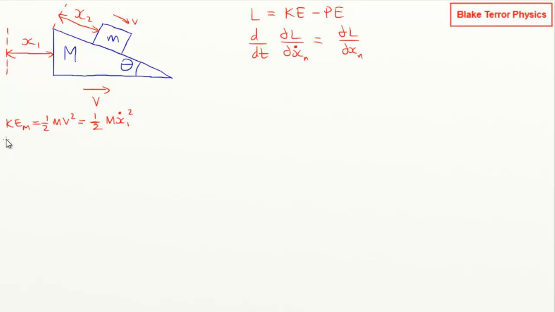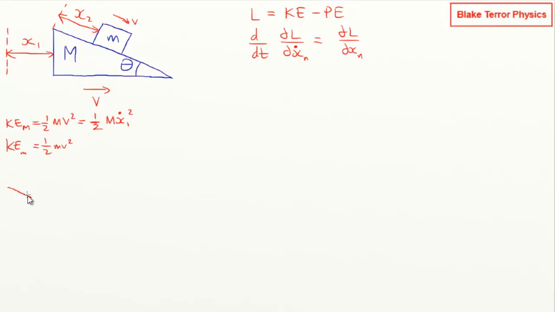So that bit, fine. Right, so the kinetic energy of the block on the slope, so the kinetic energy of little m, that is a half little m little v squared, but little v does depend upon both x1 and x2. So we're going to have to do a bit of work here in order to figure this one out.